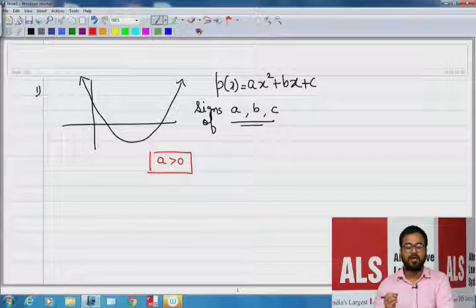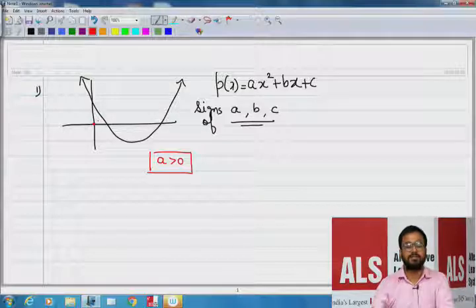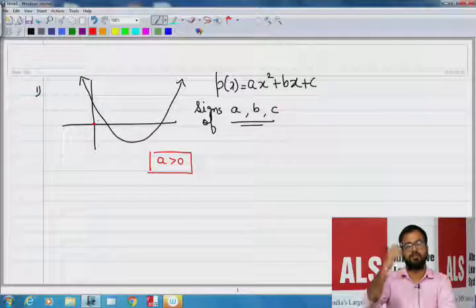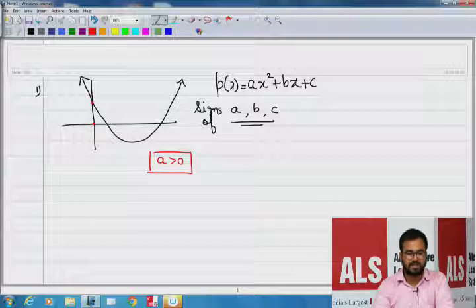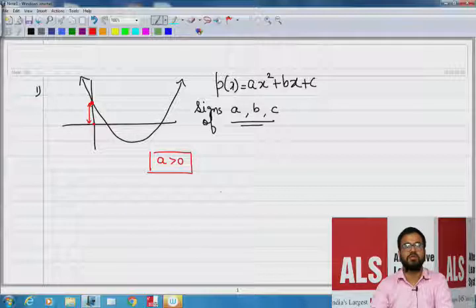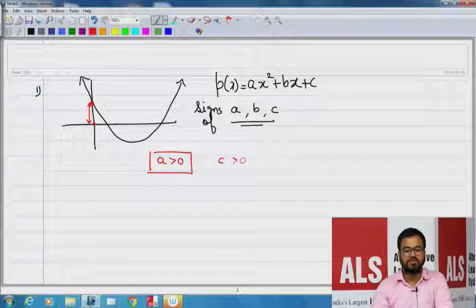Second thing, c indicates the y-intercept. So you have to see whether the parabola cuts the y-axis in the positive or the negative direction. You can see it is cutting over here. On the positive y-axis, it is intersecting the y-axis. So therefore c is also positive.